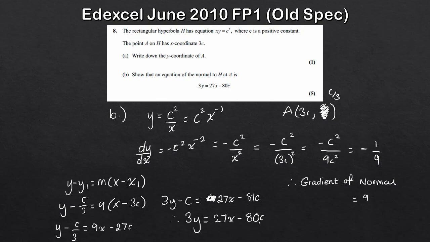And there we have it. Okay, so I was starting to make the mistakes at the end, but we've got there. So that's our equation of the normal. And that brings us to the end of this video.